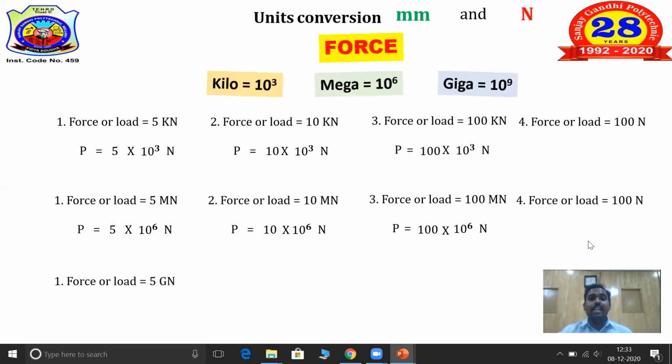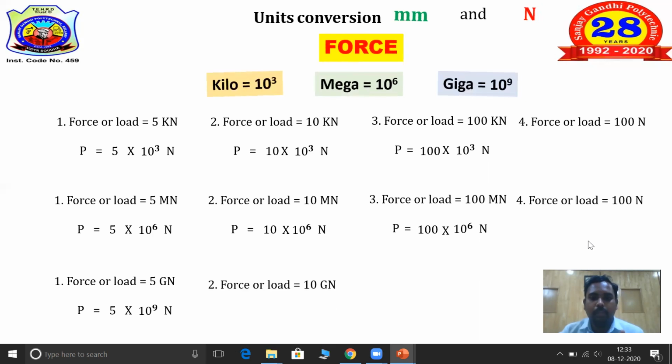Now let's deal with giga. So the given question is force or load equals 5 giganewton. I'll write P in place of force or load is equal to 5. In between 5 and giga, there is nothing, so I'll put a multiplication symbol. Giga is nothing but 10 power 9. And I'll write Newton as it is.